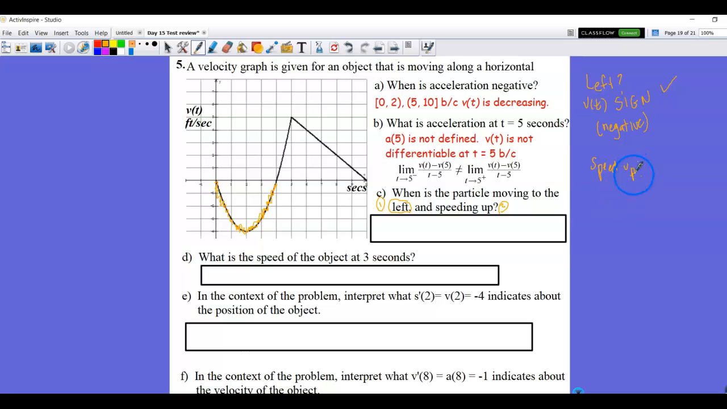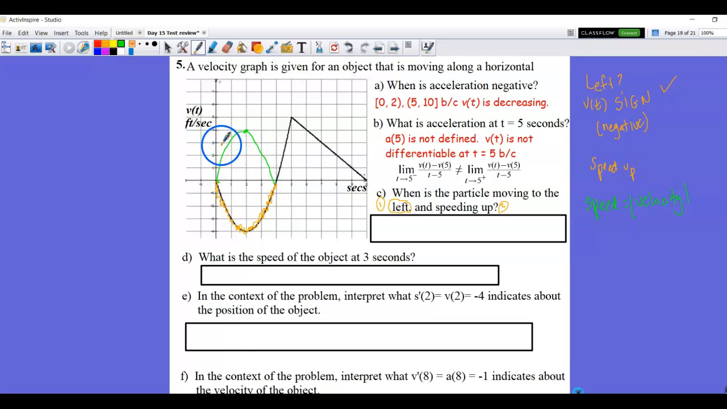The next thing I need to figure out is when is the particle speeding up. Now for speeding up, we know that speed is not acceleration, but in fact speed is the absolute value of velocity. It is velocity without considering the sign. It's just how fast the particle is going. So what I can do is take the absolute value of this graph. This goes to a low of -4, so it'll come up here. And I can basically reflect the graph upward.